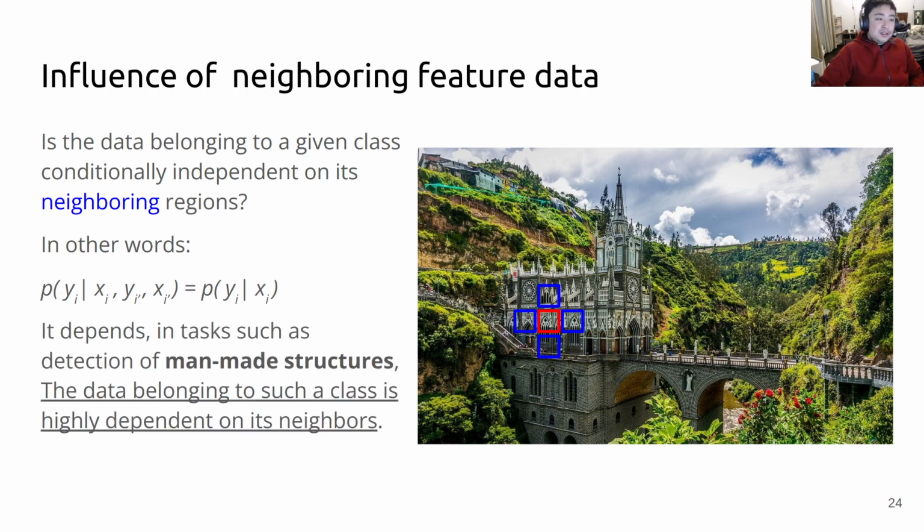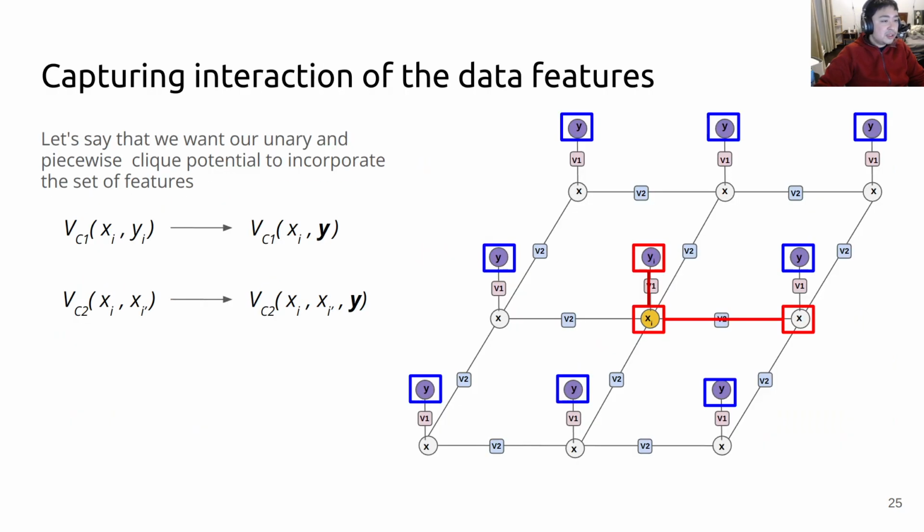But it really depends. So if we're doing the task of detecting man-made structures, we can see that the data belonging to such a class is highly dependent on its features. So when we look, there's patterns, there's things like lines, edges, stuff like that. So it's very difficult to say that it's conditionally independent, which a lot of Markov random field approaches may assert.